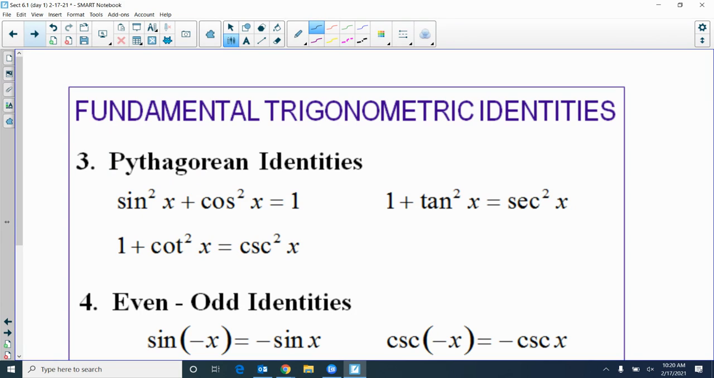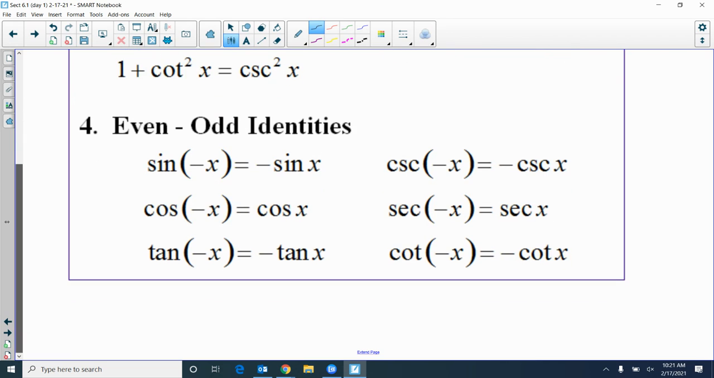Pythagorean identities. Okay, that next little row. Sine squared plus cosine squared equals 1. Okay, we showed that with the right triangle. And then we can go from there and get 1 plus cotangent squared, and we can get 1 plus tangent squared. Even and odd functions, or the even and odd identities. Cosine and secant are the only two even functions. Sine and tangent, cosecant and cotangent are odd, which means sine of negative x equals the opposite of sine of x. That'll come up at some point.